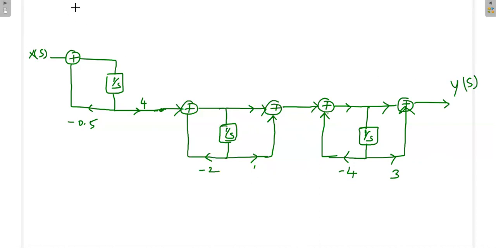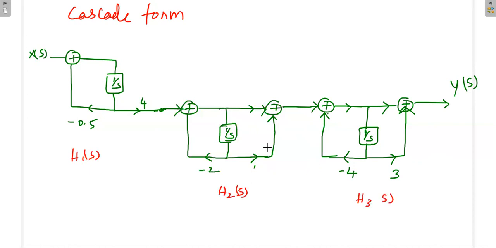Okay, if we see here, this is the cascade form, and this part is H1 of S, this part is H2 of S, this part is H3 of S. Just we are connecting all together. Okay, so finally, we got the overall block diagram in the cascade form.